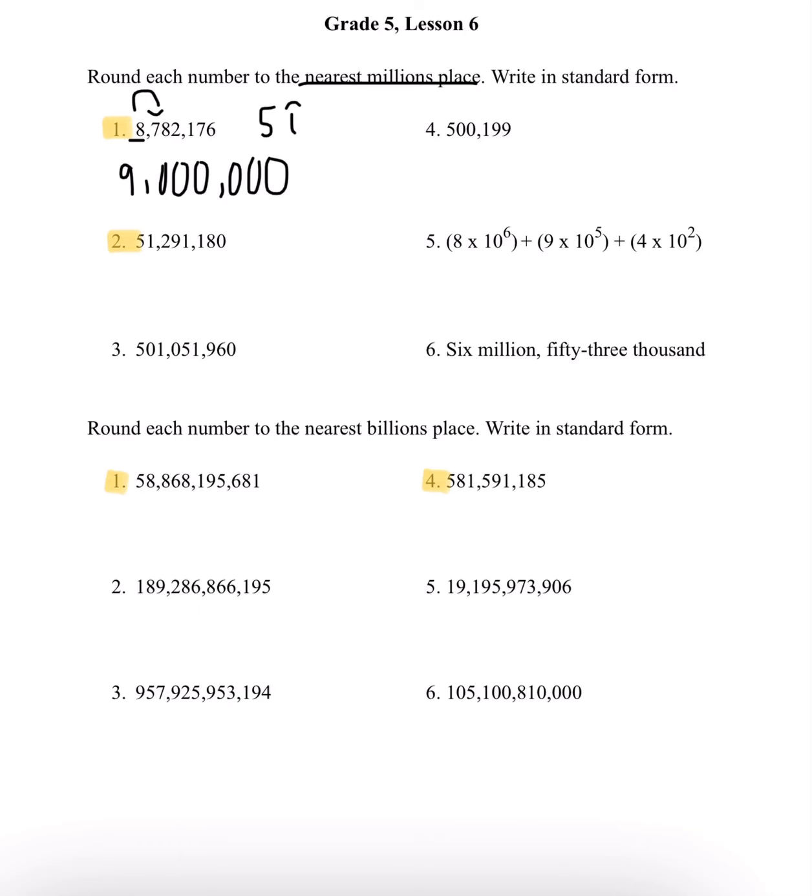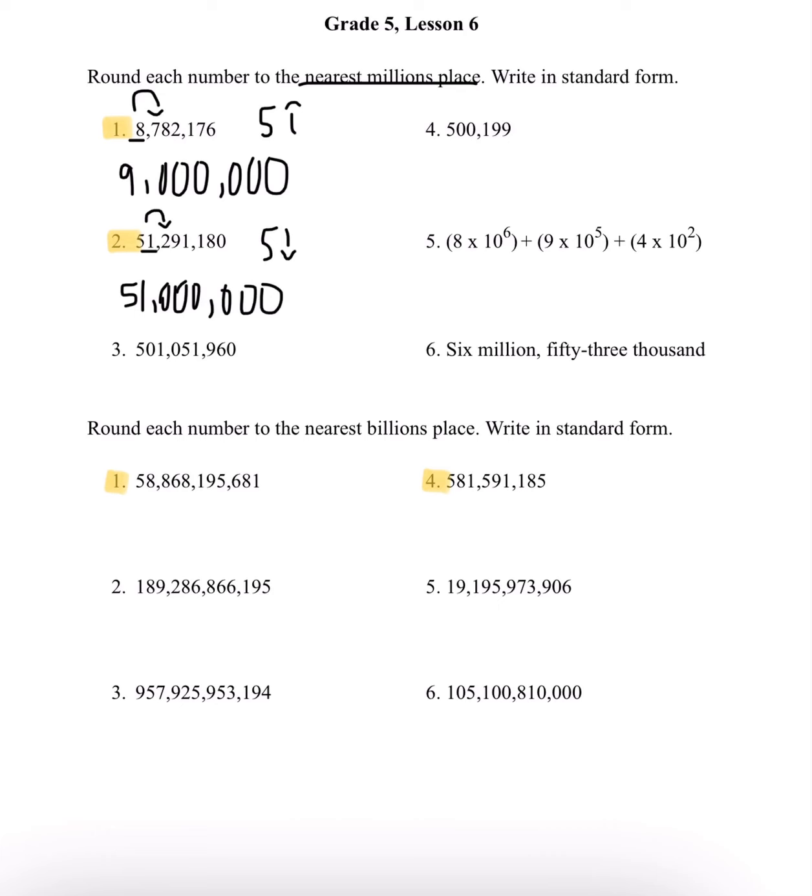Number 2, we're going to find the nearest millions place, which is the 1. If we look at the 1, there's a 2 behind it, and 2 is below 5. If it's below 5, we don't round, so it's just going to be staying as 51 million. And replace the other numbers with zeros. And that's our answer.